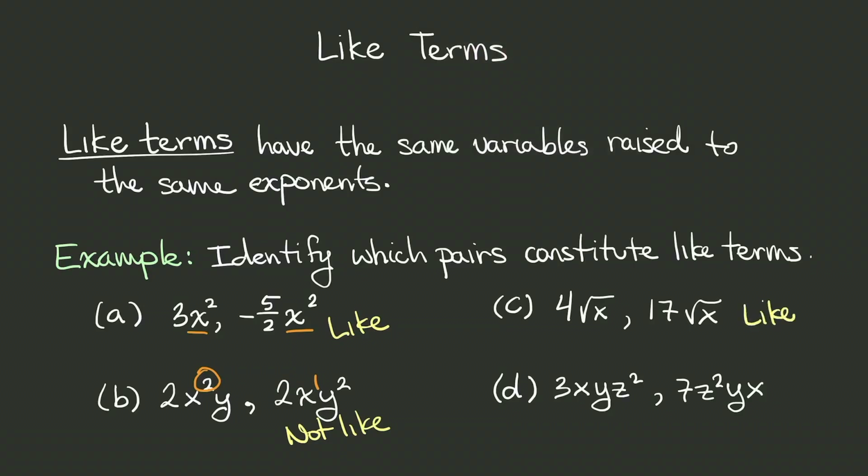In part D, we have the same three variables, x, y, and z, and even though they're written in different orders, each of the variables is raised to the same power in each of the two terms, so we have like terms here as well.